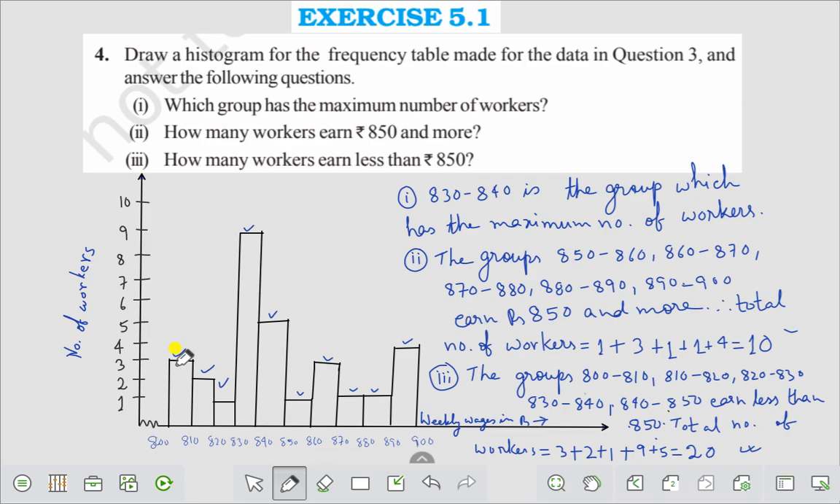First of all, we draw these histograms. This is right. This is the number of workers, and this is weekly wages in rupees on the right side.